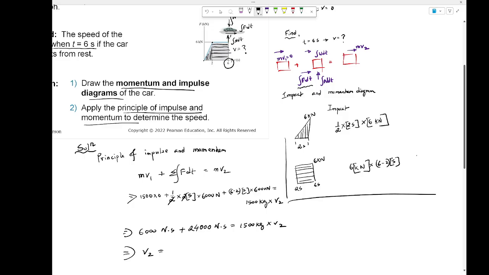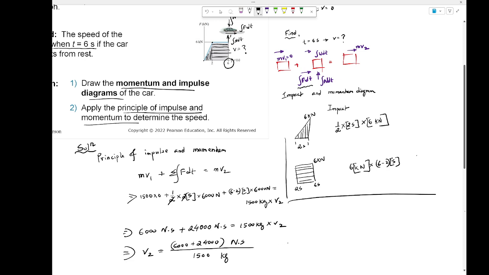If you got the 20, then you got the right result, okay? So again, you have to do 1500 at the denominator, 6,000 plus 24,000, okay? And this is Newton second, this is kg. If you'd like to explore a little bit more about the unit, Newton is what?